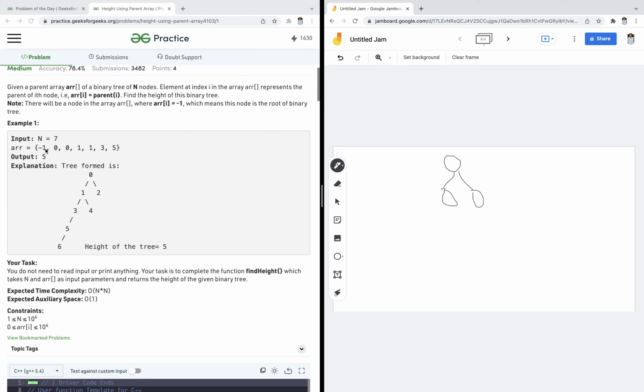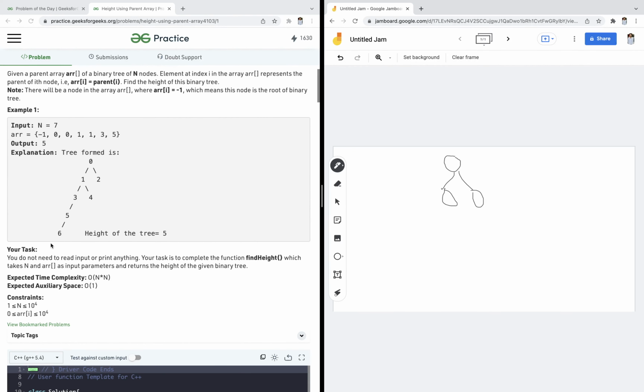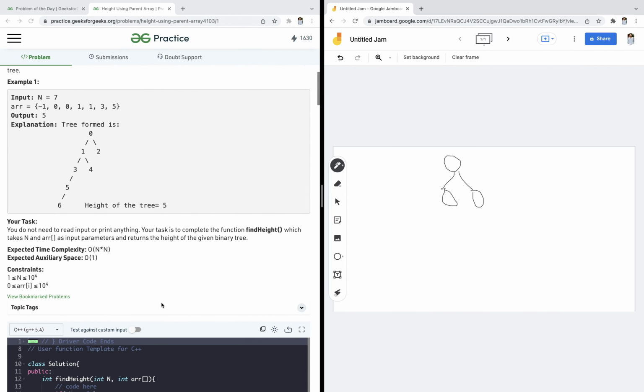Then 0, 1, 2, 3. So 3's parent is 1. 4's parent is also 1. Then 5's parent is 3, and index 6 has parent 5. In this way they have created a tree. So this is what a parent array is called, where each index's parent value is mentioned. You do not need to read input or print. That's the detail about the function they have given.